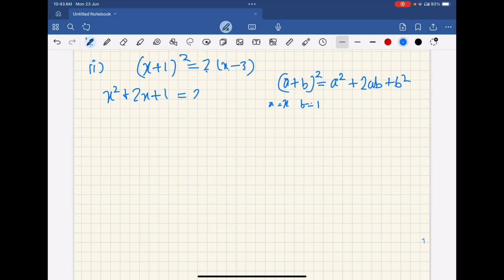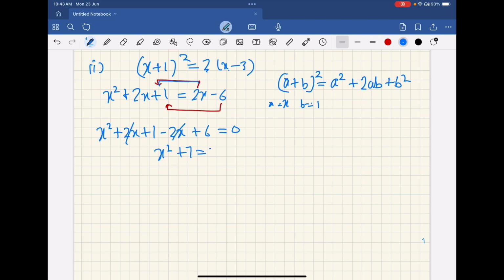Here look, 2 into x is 2x, plus into minus is a minus, and 2 times 3 is a 6. Now let us shift the side. So remember, when side changes, sign changes. So now what will we have? Look, I already have x square plus 2x plus 1 on the left hand side. Now this 2x comes to this side and becomes minus 2x, minus 6 comes to the other side and becomes plus 6. So what is the final equation? The final equation is x square plus 7 equals 0.